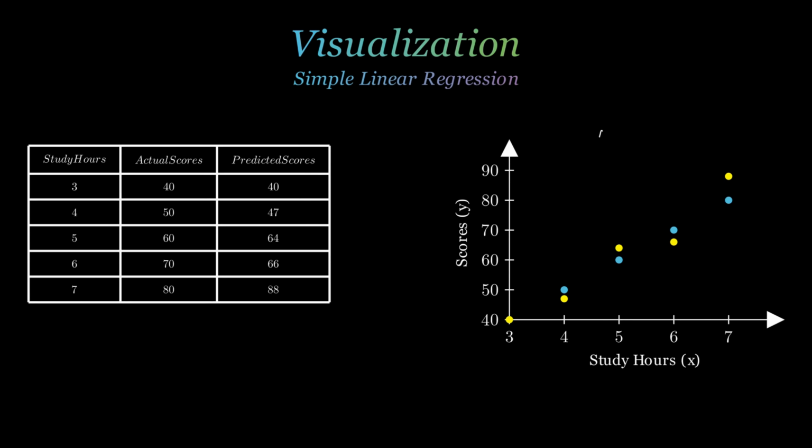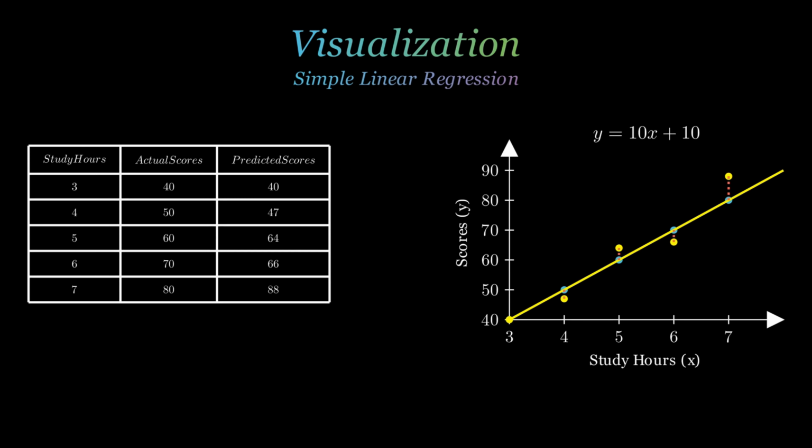Now, we use linear regression to draw the line of best fit. This line represents the relationship between study hours and exam scores. The equation of the line is y equals 10x plus 10. This means that for every additional hour of study, the predicted exam score increases by 10 marks. The intercept of 40 indicates that if a student studies for 3 hours, the model predicts they will score 40 marks.